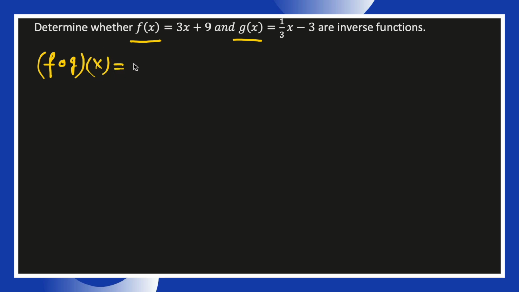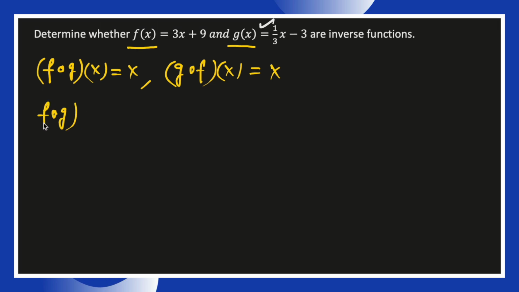And if this value comes out equal to x, I mean if the composition of the two functions is an identity function, and also if you find the value of g of f of x and that is also equal to x, then we can say that the two functions are inverses. So let's first try to find out the value of f of g of x.